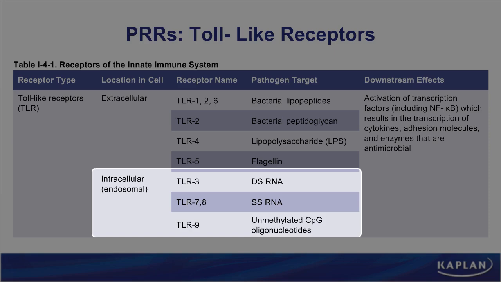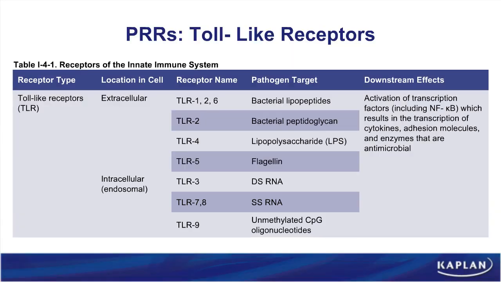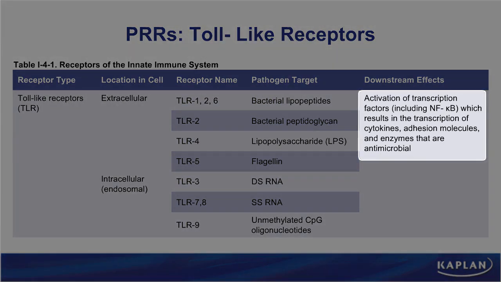Now, what is the activity of these different receptors? In short, these receptors act to upregulate the transcription factor NF-kappa B. And this particular transcription factor is extremely important in upregulating the expression of cytokines needed in an inflammatory response, as well as adhesion molecules and different antimicrobials.